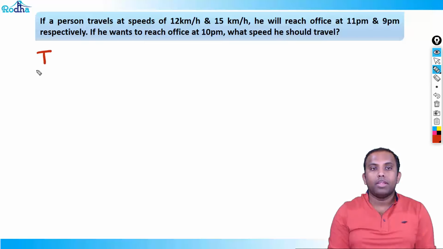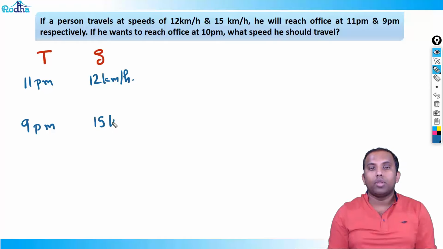Time, intervals, and speed. Time is 11 PM, then his speed is 12 km per hour. Time is 9 PM, then his speed is 15 km per hour. So when time is 10 PM, what is the speed?